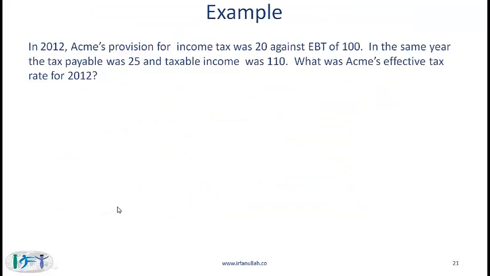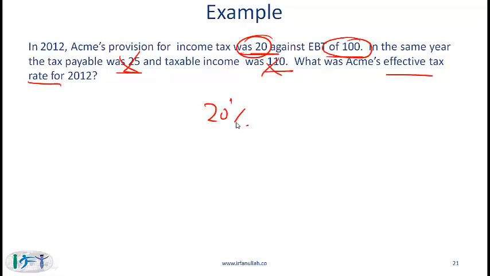Do this example now. If you followed what I just said, then you will notice that I have given you four numbers, two from the financial reports. So income tax was 20 against earnings before tax of 100. The tax payable was 25, taxable income was 110. These are the two numbers we need to use. These numbers we do not use when coming up with the effective tax rate. So our effective tax rate is 20 over 100, which is 20%.